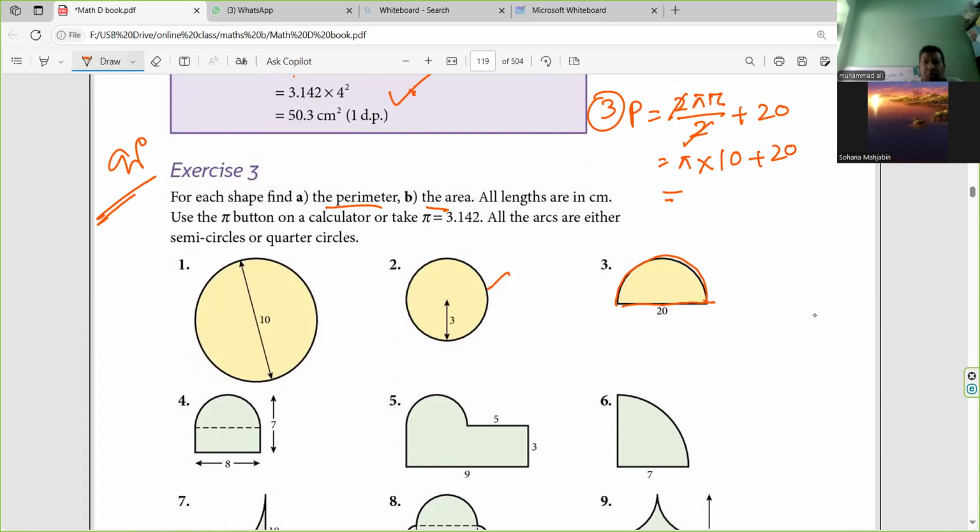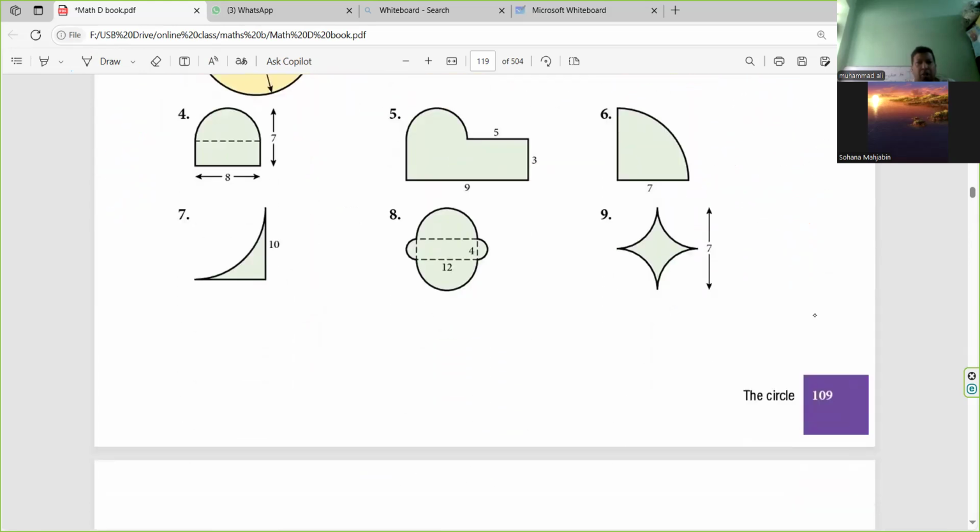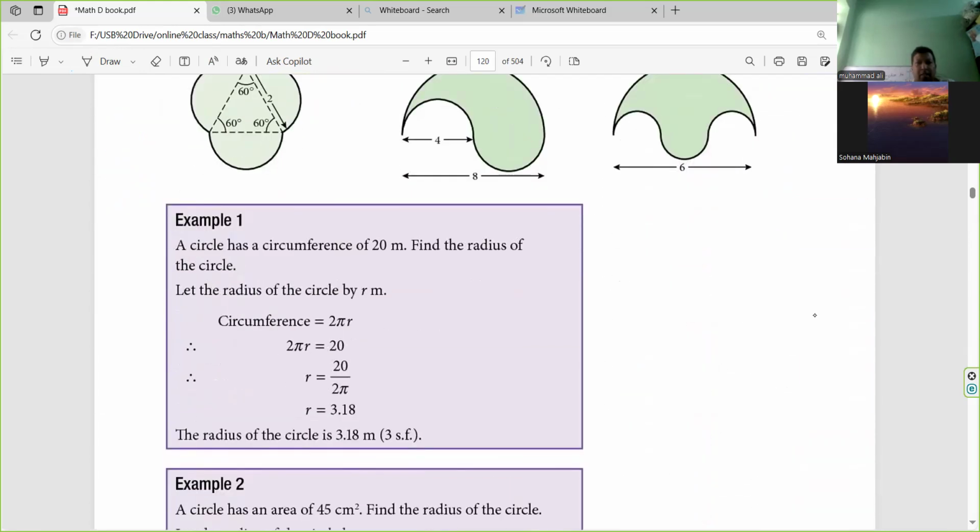But area is what? Area equals to pi r square divided by 2. So pi r is here, 10 square divided by 2. But remember, for perimeter, you have to use the unit centimeter, but for area, you have to use the unit centimeter square. Is it clear? Sohana, is it okay? Right? It's clear, sir. Okay. So this chapter, this exercise is also very important.